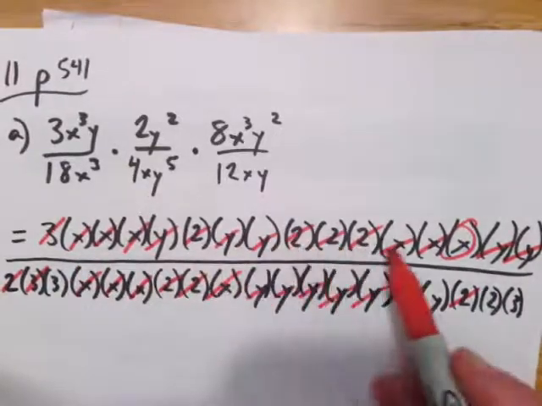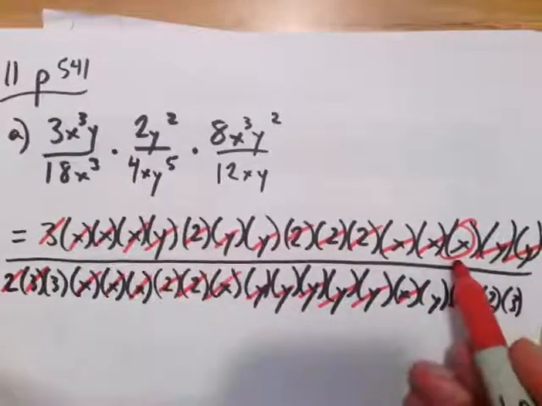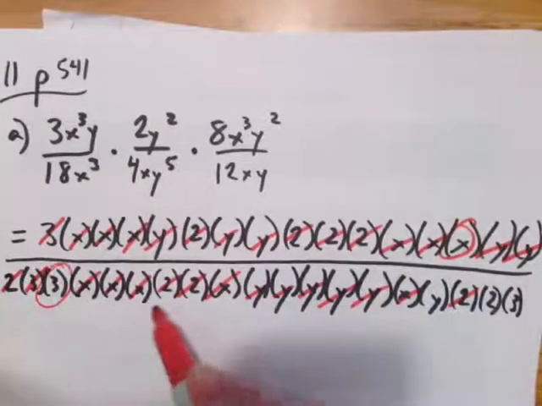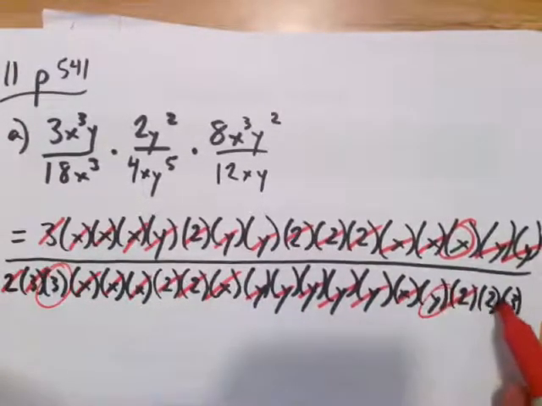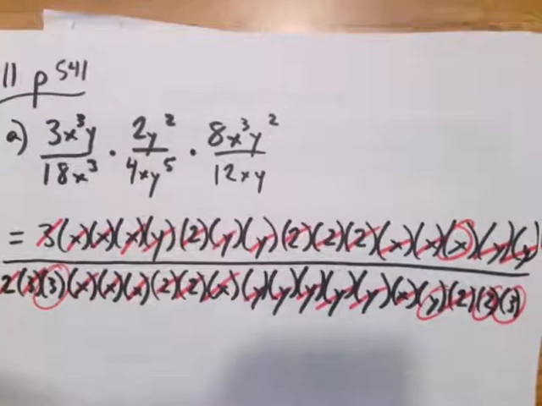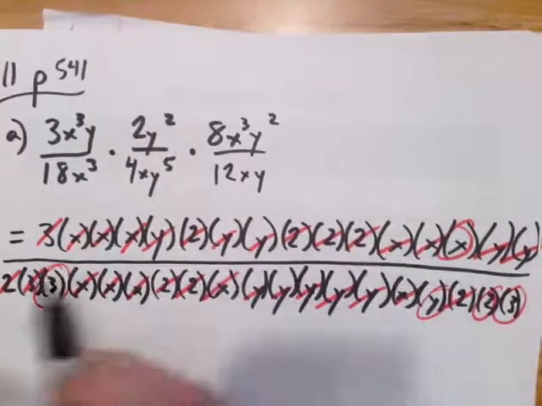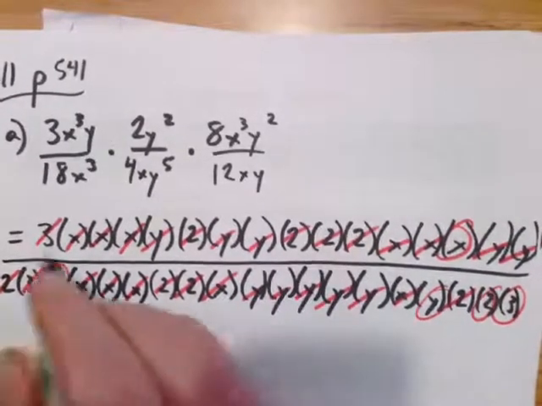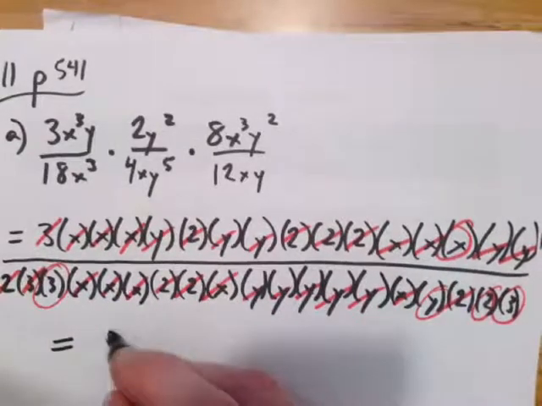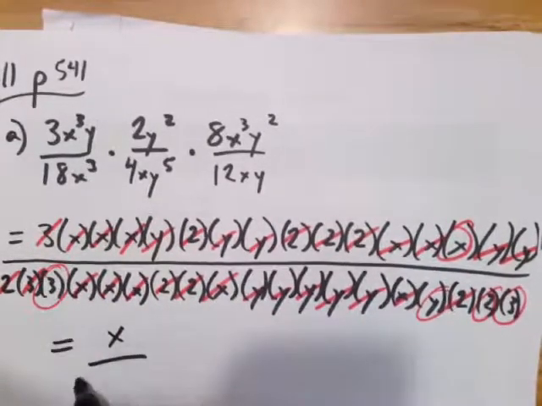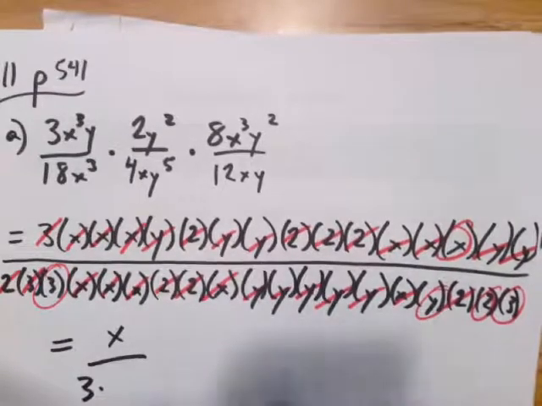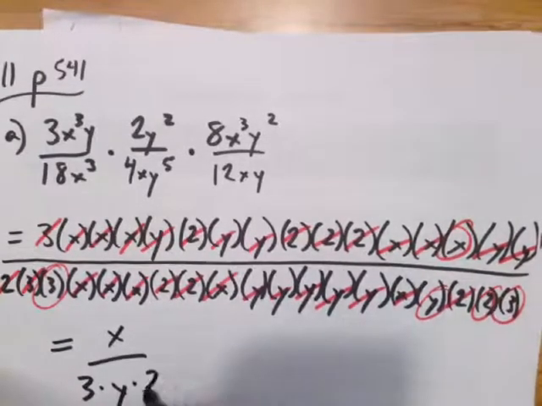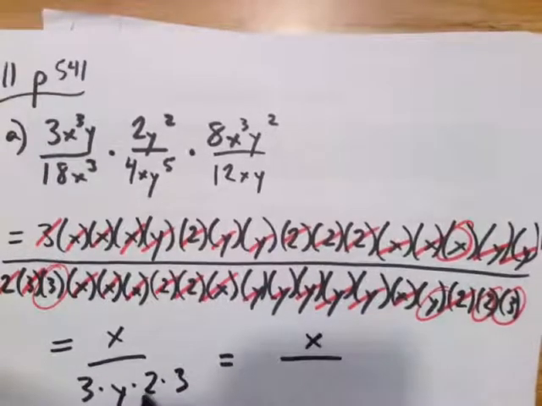So notice all the numbers and all the variables are canceled except for this one x. But on the bottom, we've got the 3 and a y and a 2 and a 3. So that equals, sometimes, you know what, in all honesty, sometimes when you do it like this, it might be more of a mess just because it's easy to get lost in here. But on the top, just the x. On the bottom, we've got 3 times y times 2 times 3. So that's x over 2 times 3 is 6 times 3 is 18, so it's over 18y.